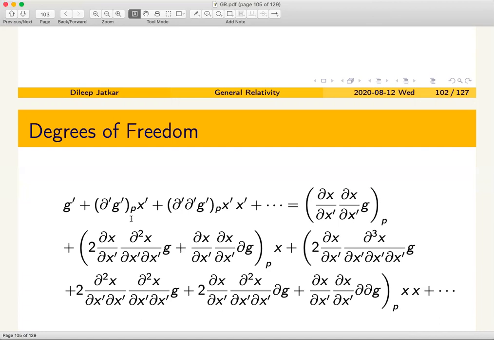So the left hand side is just a Taylor expansion of G prime about a point P. The right hand side is a Taylor expansion of this expression around point P. The original expression is del x by del x prime times del x by del x prime times G at P itself. Just substitute the value of the coordinate to be 0. That is what we have chosen. Whereas at other places you differentiate and then set the quantity to 0. So there is a term which is linear in X, a term which is quadratic in X, and then there would be higher order terms and so on.